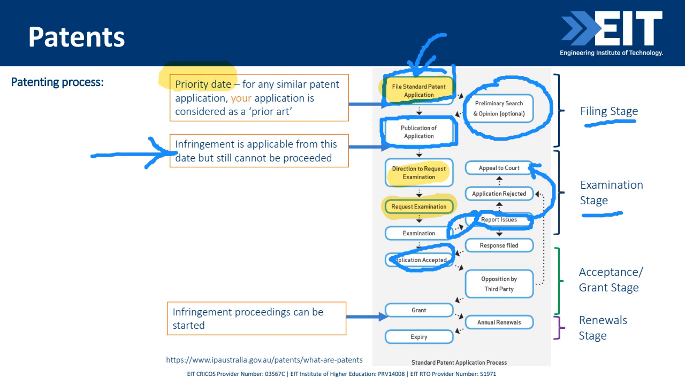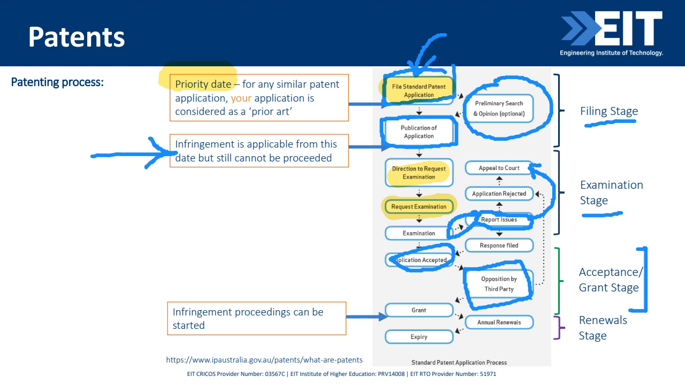But let's say our application has been accepted. Once the application has been accepted, they allow a certain period of time. This is your acceptance or grant stage, and they allow members of the public a certain period of time to act up. If any member of the public has any opposition, they can start acting at this stage, once the application has been accepted and opened. If no such opposition is filed within that time period, the patent is granted.